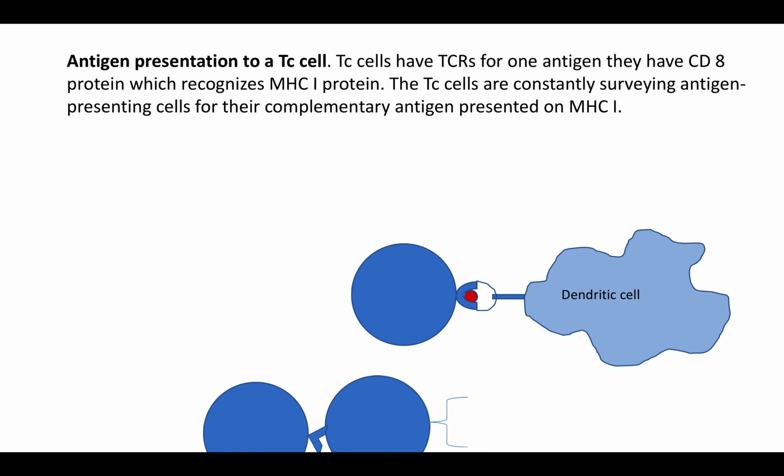The cytotoxic T cell with the correct T cell receptor will then be allowed to attach to that. The CD8 protein then recognizes MHC1 and stabilizes that bond between these two cells. It's important that the viral antigen is on that MHC1, so cytotoxic T cells have CD8 that only recognizes endogenous antigen presented on that MHC1.